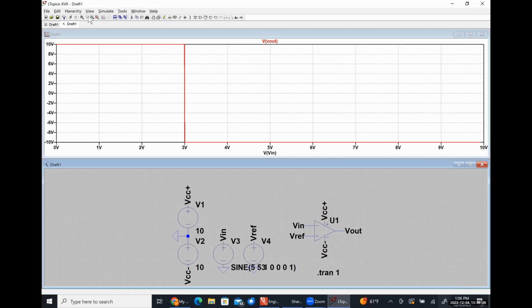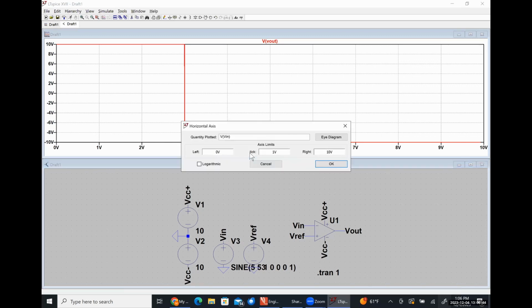So yeah, I reran the simulation to get this graph. To make it look like this specifically, I had to right click with my mouse around the x-axis and change my quantity plotted from time to V(Vn). So what I'm specifically saying is plot this as a function of the voltage at the node I labeled as Vn.